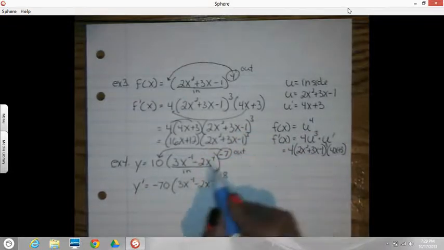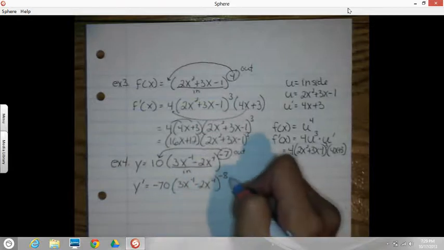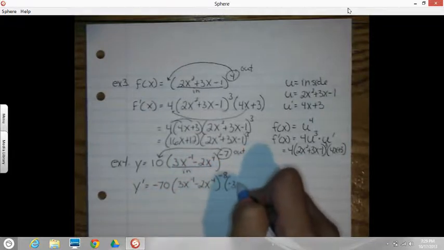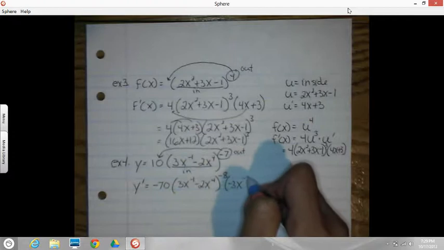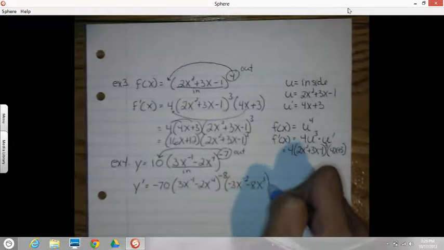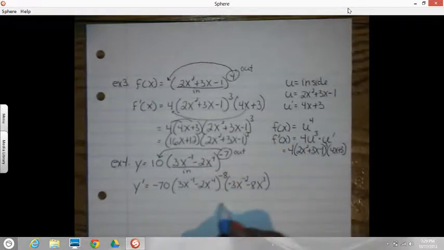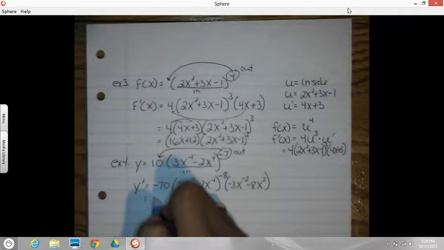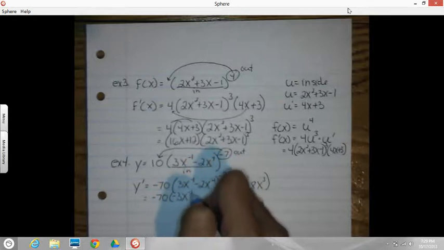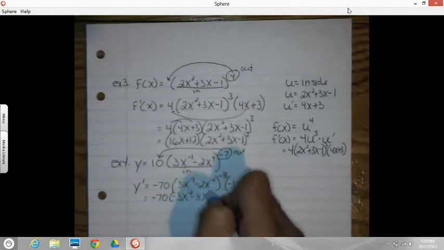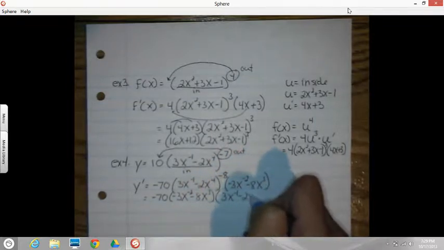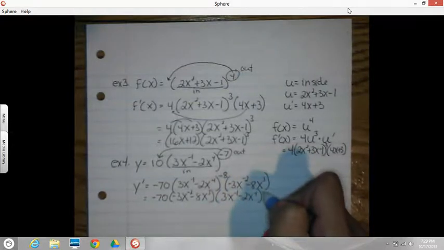Now I've got to do the derivative of the inside. Start with a parenthesis. Derivative of each term. That'll be negative 3. X to the 1 less power brings me to negative 2. This will be minus 8x to the third power. Float this to the front. Negative 70, negative 3x to the negative second minus 8x cubed, 3x to the negative 1 minus 2x to the fourth, all that to the negative 8th.